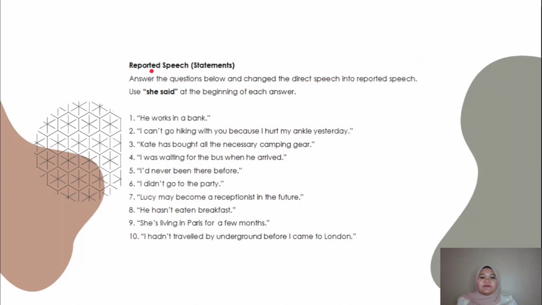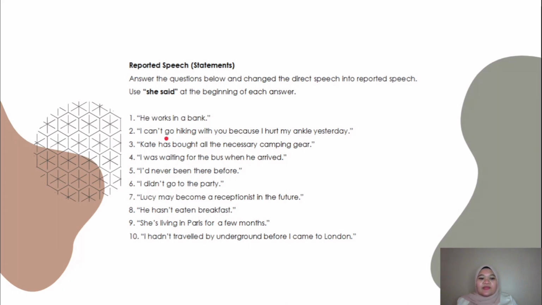Alright, reported speech statements. Answer the questions below and change the direct speech into reported speech. Use she said at the beginning of each answer. Number 1. This is the direct speech, which is he works in a bank. When we change to the reported speech, it will become she said that he worked in a bank.